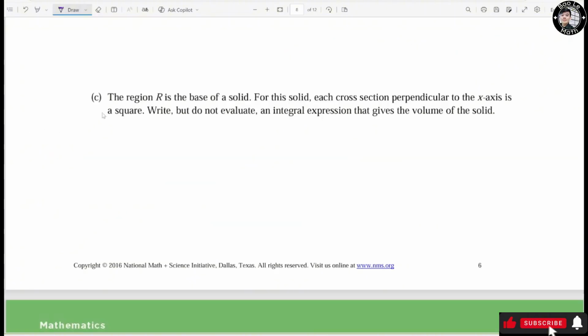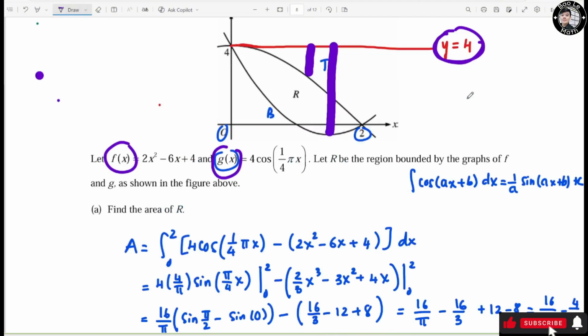Now let's move on to question C. The region R is the base of a solid. For this solid, its cross-section perpendicular to the x-axis is a square. Write but do not evaluate an integral expression that gives the volume of the solid. So the cross-section is something like this. The side length is the difference between the top function and the bottom function right here.